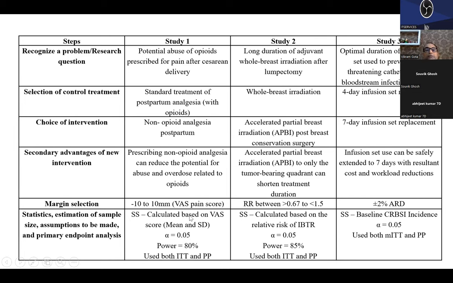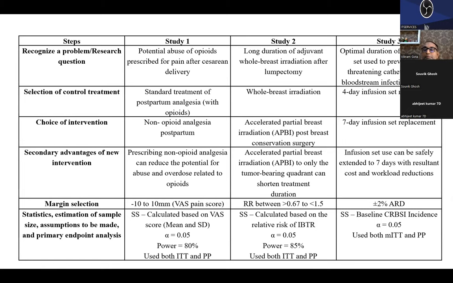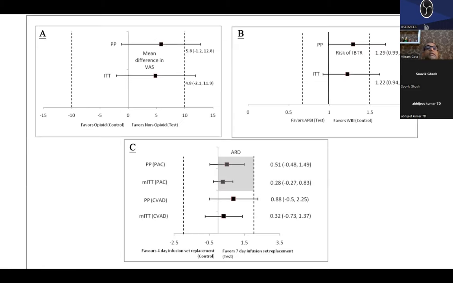Here you will see that most of the people have used an intention to treat analysis as well as the per protocol analysis. In fact, for all the three examples, they have used both. And the relative risk in the case of this study is ipsilateral breast tumor recurrence, IBTR. So what is the relative risk of ipsilateral breast tumor recurrence? This is what is being investigated.